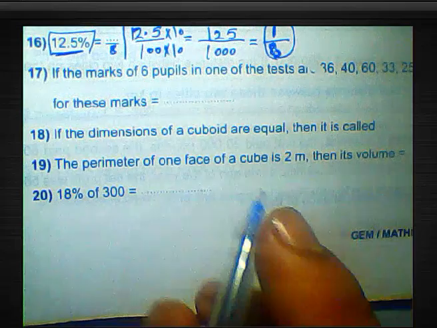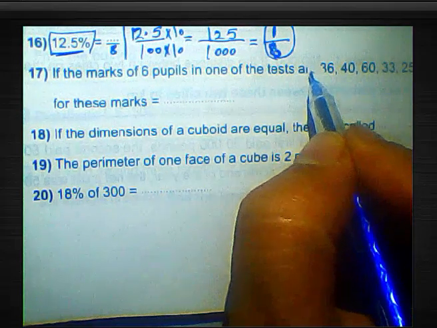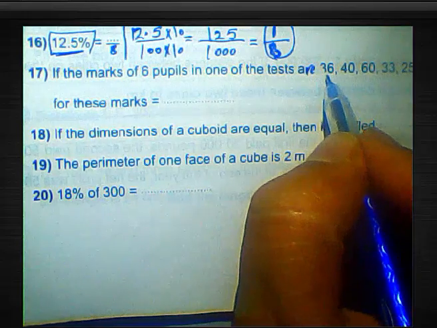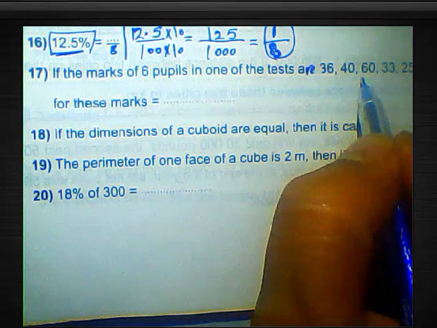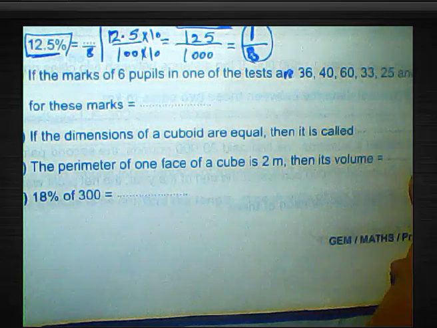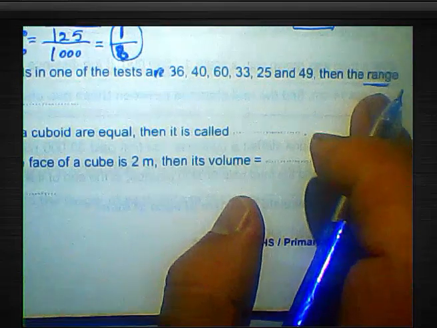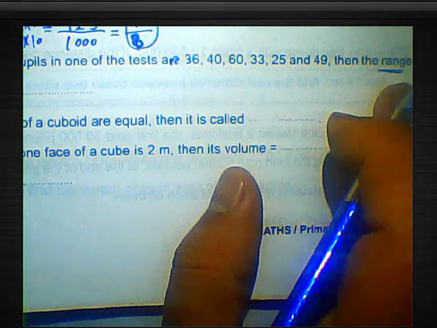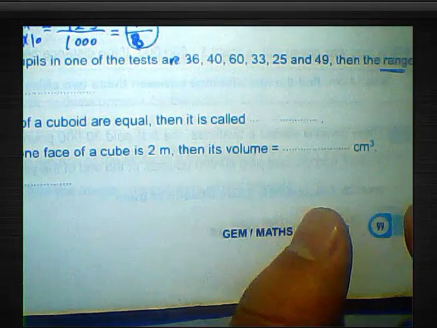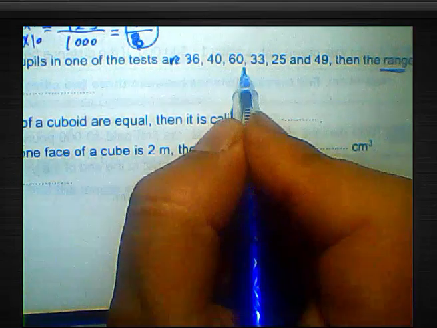Question 17. The marks of 6 pupils in one of the tests are 36, 40, 60, 33, 25, 49. For these marks, we want to find the range. We can find the range by taking the greatest number and the smallest number and subtracting them. The greatest here was 60.